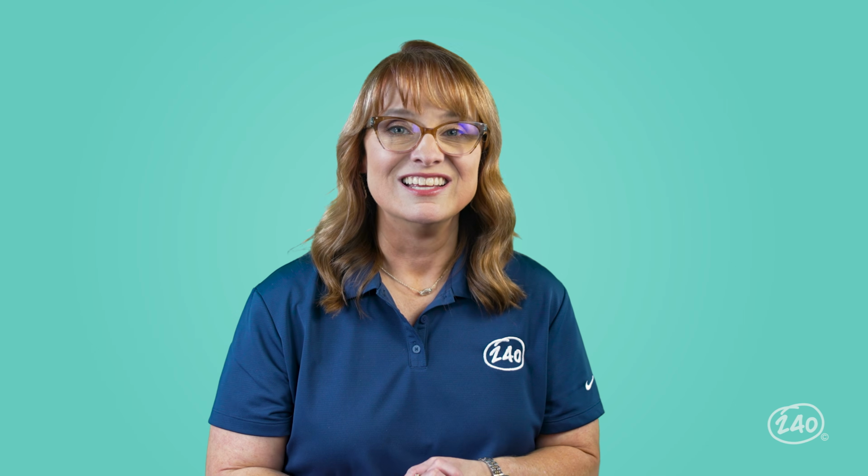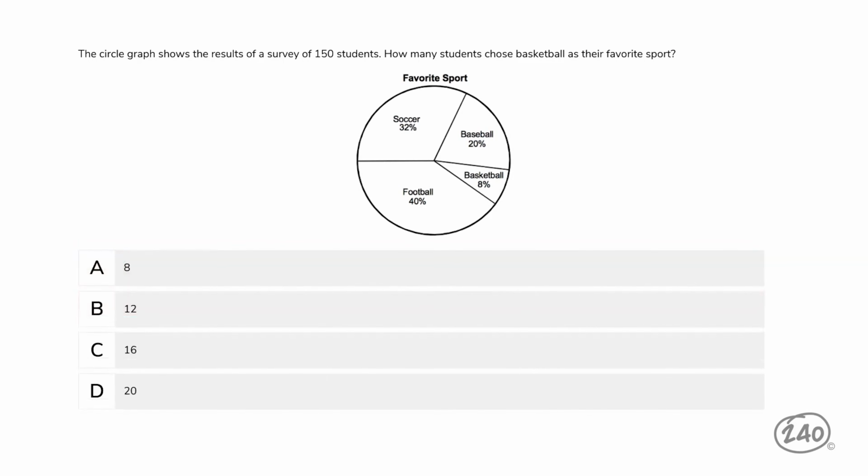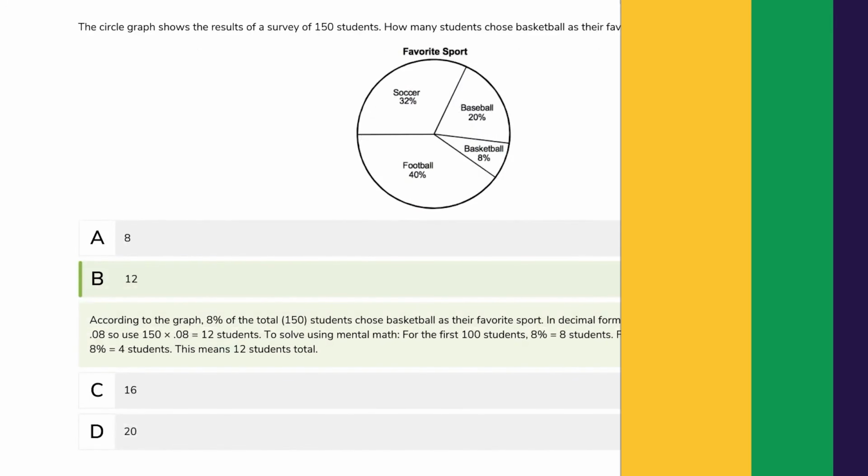Oh, rats. That seemed too easy. Let's take a step back and try again. Since 150 students were asked, the percentage doesn't equal the number of students. Instead, we need to multiply the percentage by the total. So 8% times 150 gives us a total of 12 students. And that's the last of our practice questions.